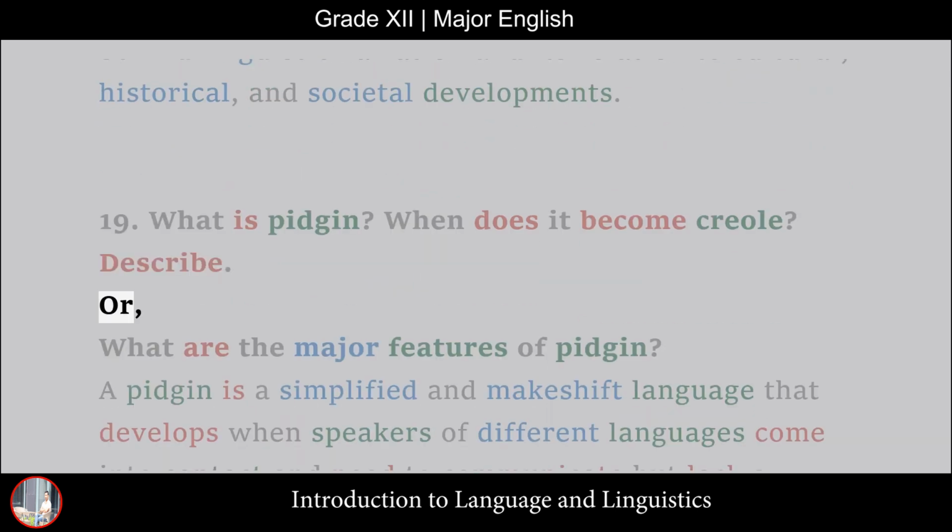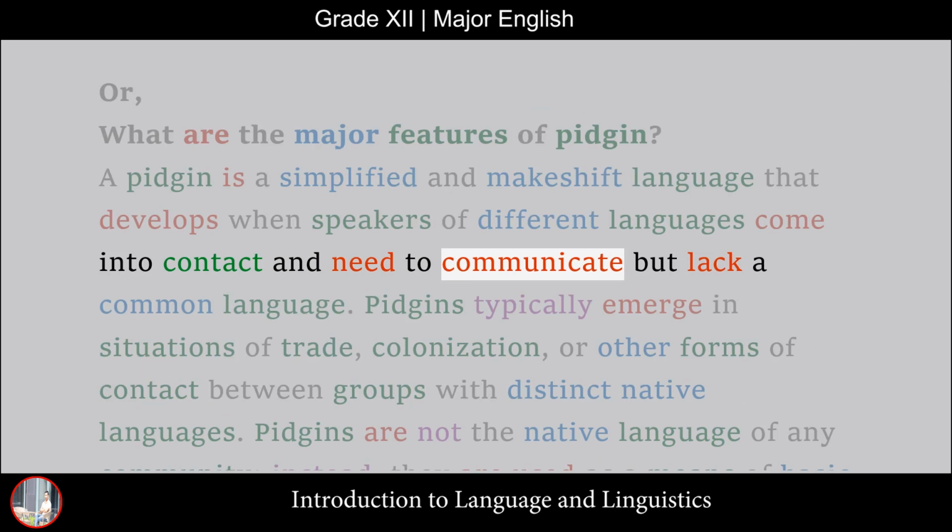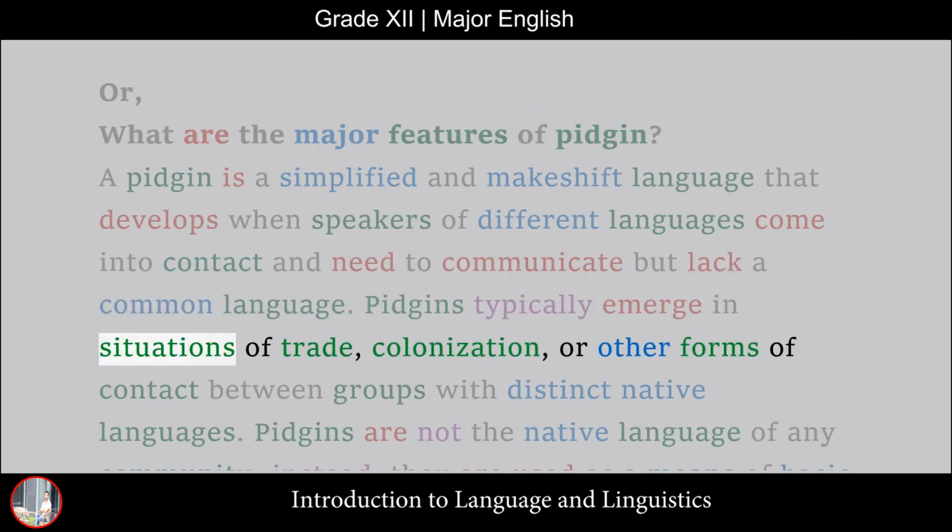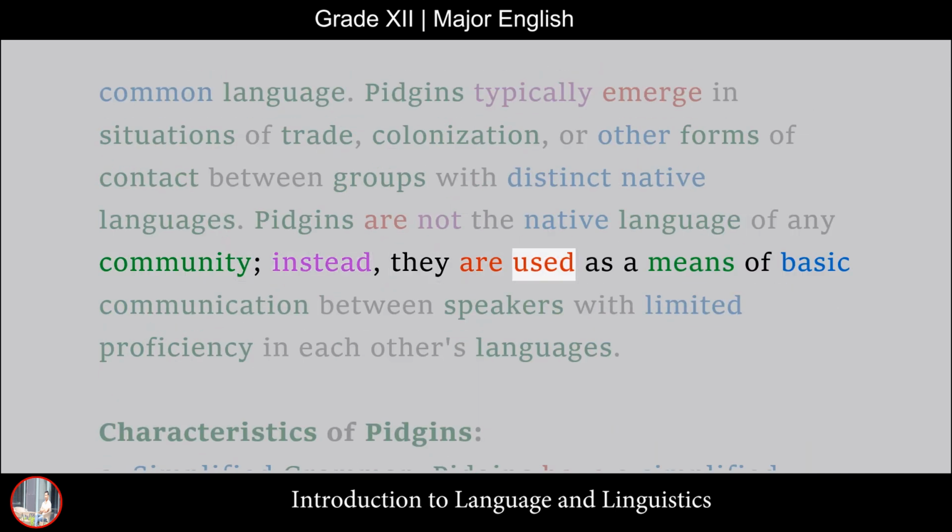Describe, or what are the major features of Pidgin? A pidgin is a simplified and makeshift language that develops when speakers of different languages come into contact and need to communicate but lack a common language. Pidgins typically emerge in situations of trade, colonization, or other forms of contact between groups with distinct native languages. Pidgins are not the native language of any community. Instead, they are used as a means of basic communication between speakers with limited proficiency in each other's languages.